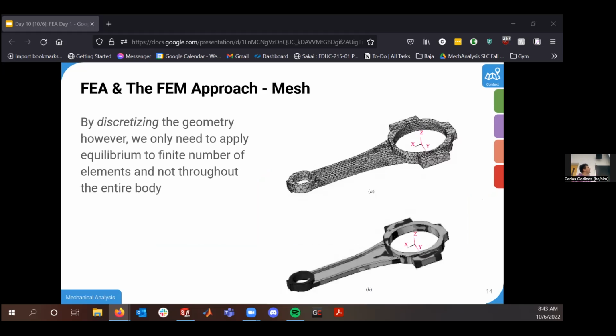However, by discretizing our geometry and breaking it up into thousands of tiny little elements or sections, we don't have to say the entire body is in equilibrium. We just have to say each one of those elements is in equilibrium, and then apply that and do some useful work with it. So that's called discretizing the geometry.